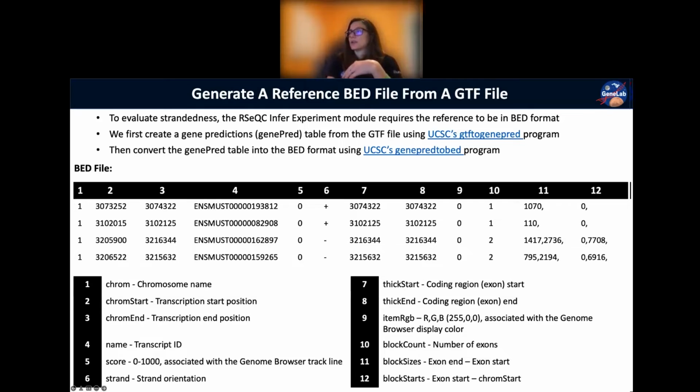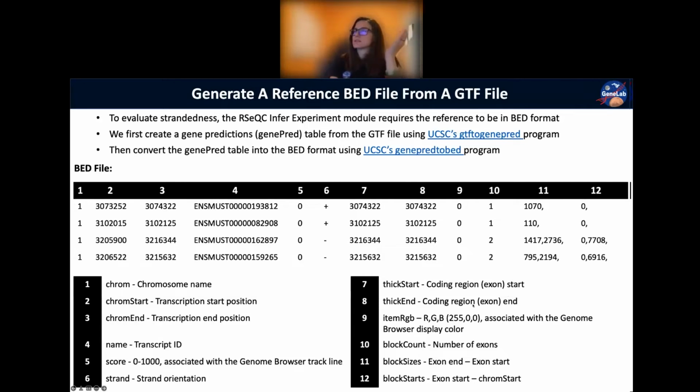Number 7 is going to be the coding region start site or exon start site. Number 8 is going to be the coding region end or exon end site. Number 9 is again associated with the genome browser. It has to do with the color that's being shown for that region of the transcript. Number 10 is the number of exons. And number 11 is the exon end position. And number 12 is the exon start.